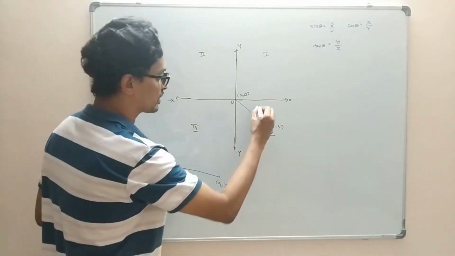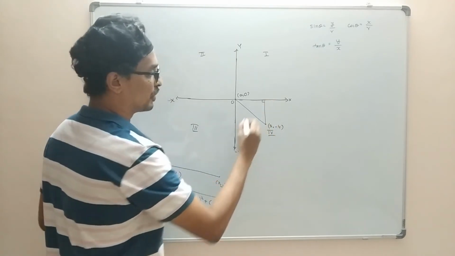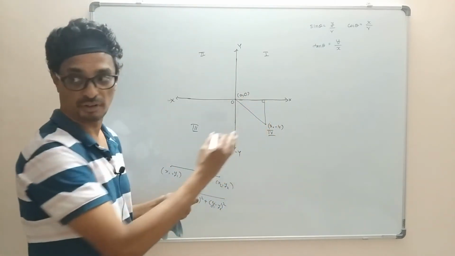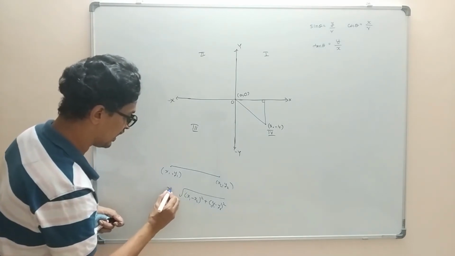Otherwise, you just drop a perpendicular here. Then you can use the Pythagoras theorem and find it out. Whatever it is, this is the distance. Correct? So distance r is equal to this one.